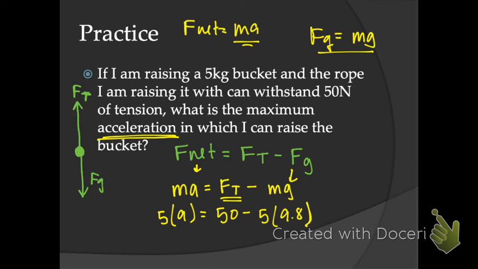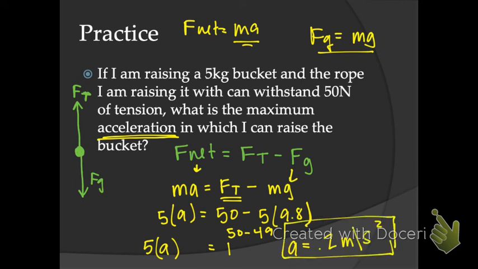So I'm going to go ahead and do the math here. 9.8 times 5 gives me 49. So 50 minus 49. So that means my acceleration is equal to 0.2 meters per second squared. That's pretty slow, right?